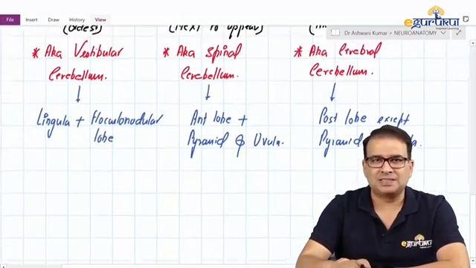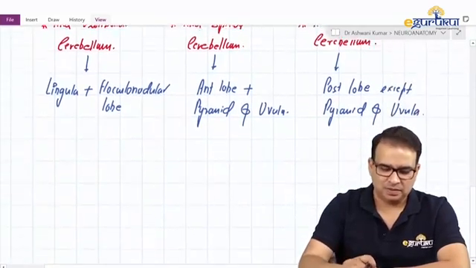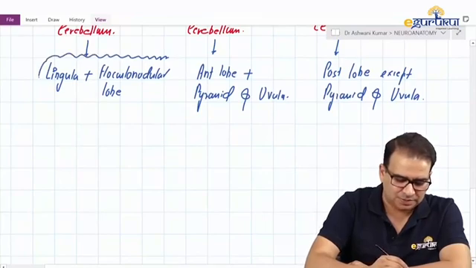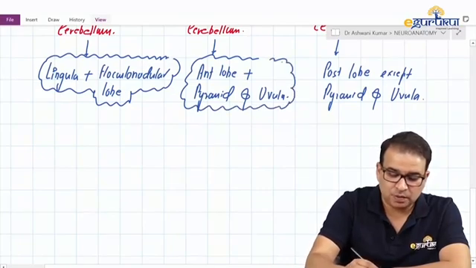So that is about the classification. What three parts we have, you already saw in the diagram. And then they ask this direct question: which part of the cerebellum comes under archi, paleo, and neocerebellum? Now the question is, what are their functions?